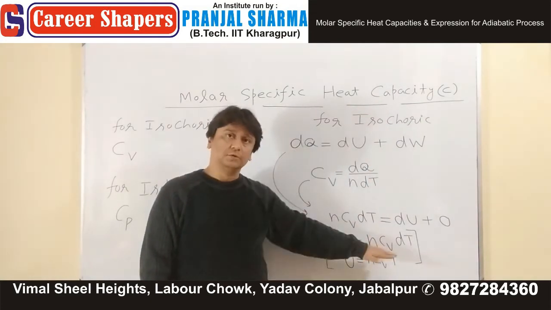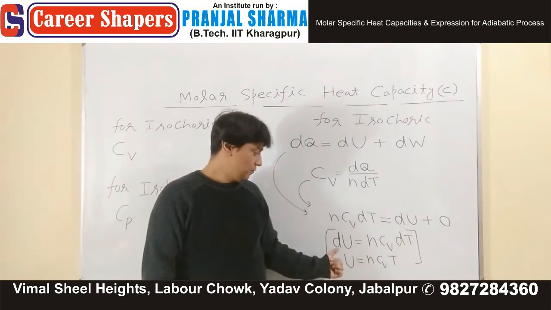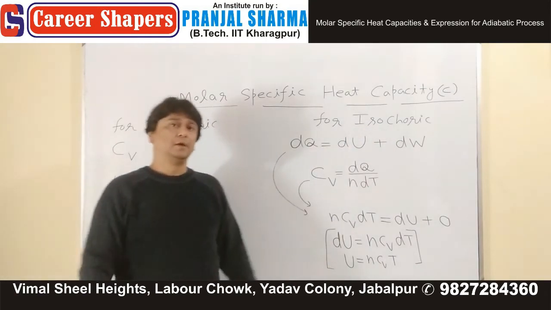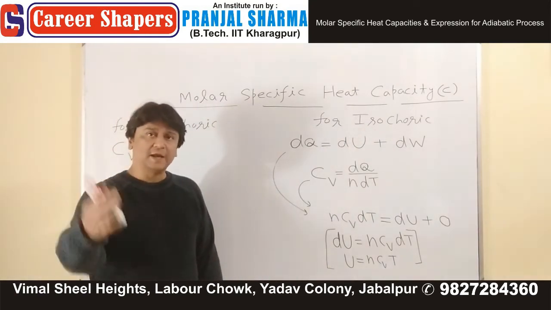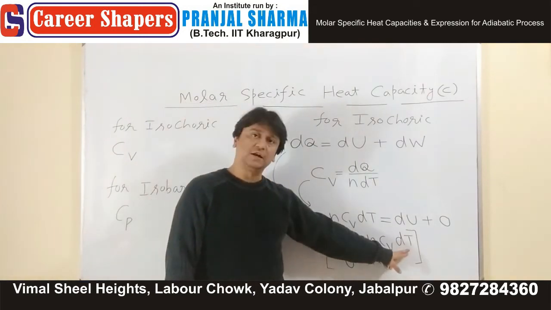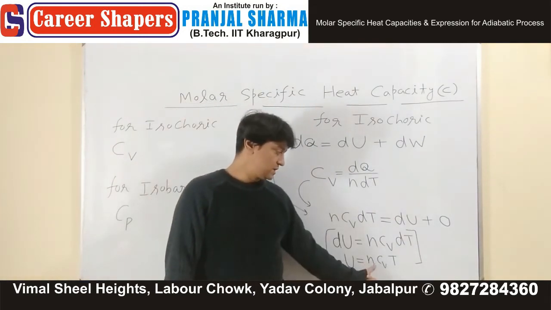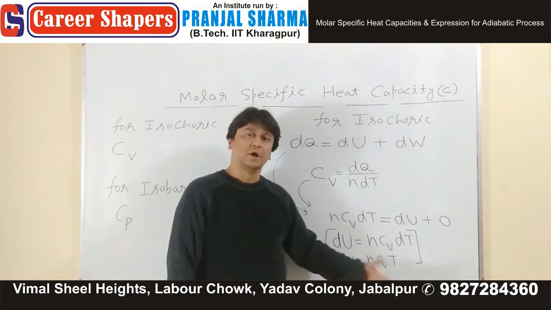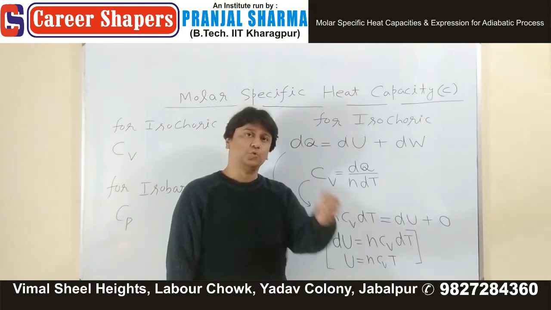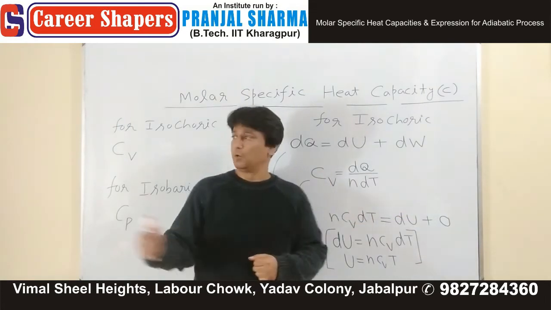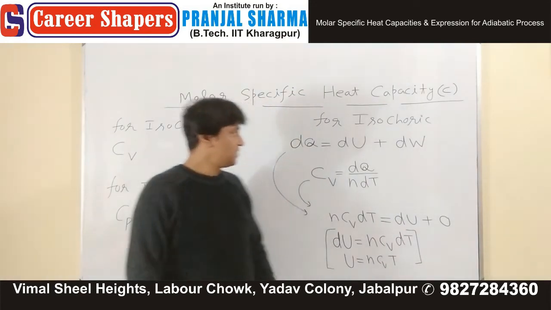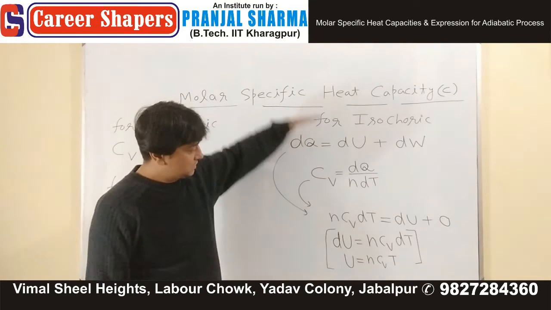We have found the formula for U with the help of isochoric, but for any type of process, du is always NCV dt and U is always NCV T. What does it mean when I say that for every type of process? You will understand that once we go and see the isobaric part. But as of now, note down this much first.